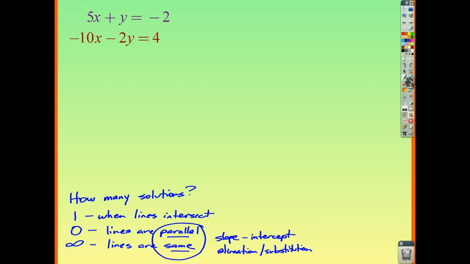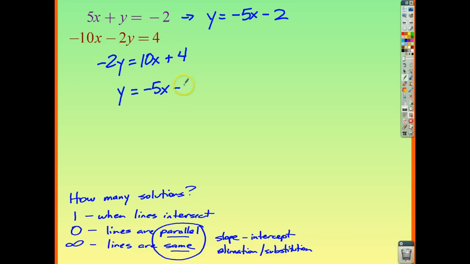If I'm going to graph this, I'll put this into slope-intercept form. So this one I'm going to make y equal to negative 5x minus 2. That's what I did there. This red one, I'm going to move this negative 10x to the other side. So I get negative 2y equal to 10x plus 4. Divide everything by negative 2: y equals negative 5x minus 2.